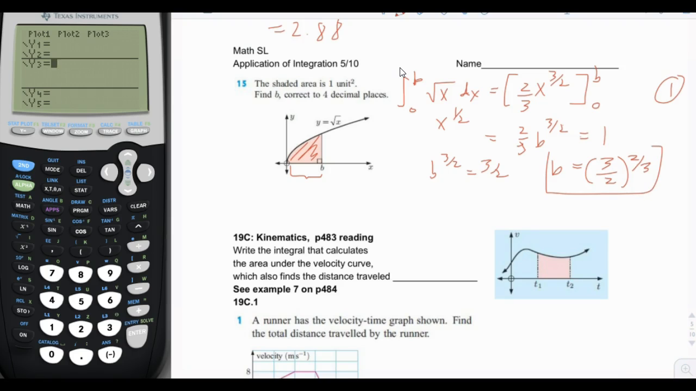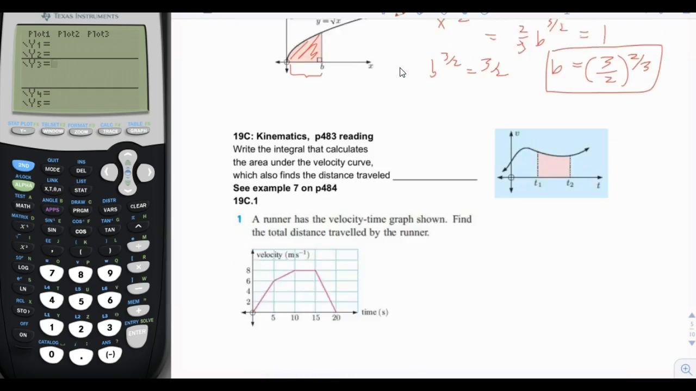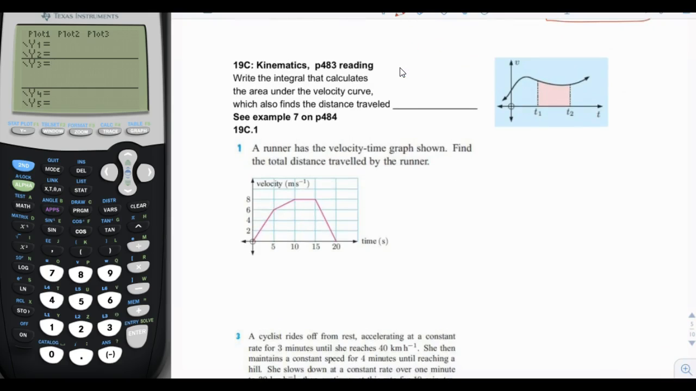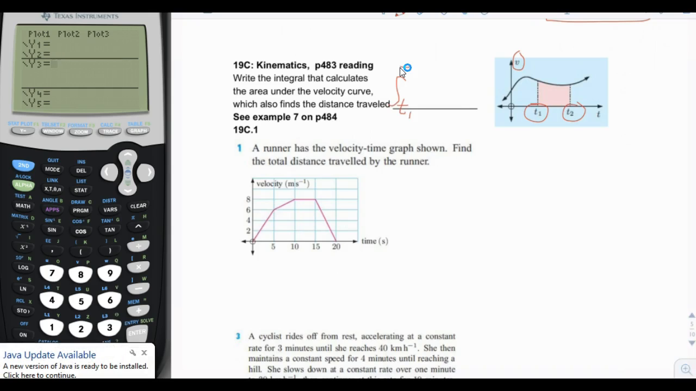That wasn't too bad. 19C, kinematics. Write the integral that calculates the area under the velocity curve. This is the velocity curve, which also finds the distance traveled. Okay, same way we did it before. We're going to integrate from t1 to t2, which is the initial time to the final time, and the function is just the velocity function, and now we're integrating over time.